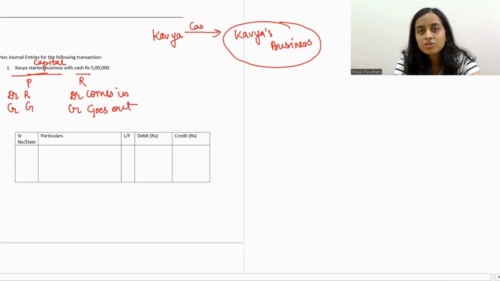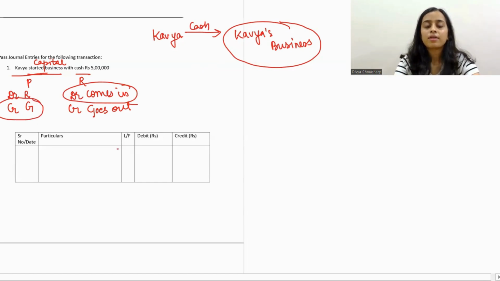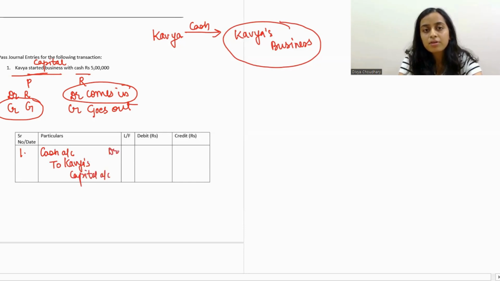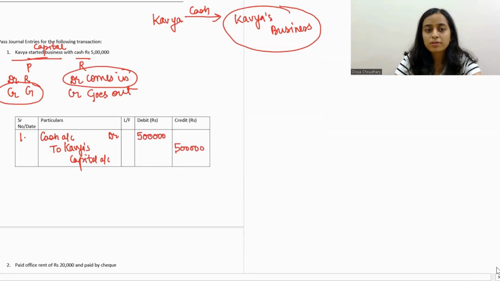So here we have to think from Kavya's business point of view. Kavya is giving cash into the business. So cash is coming into the business and Kavya is the giver. Therefore, Kavya's capital is credited. I'll write the serial number. If a date is given, then we'll write the date. My journal entry will be cash account debit to Kavya's capital account. I'll just write DR here for the debit, and the amount is 5 lakh. My debit and credit have to be equal always. That's the first one. Let's move on to the next one.